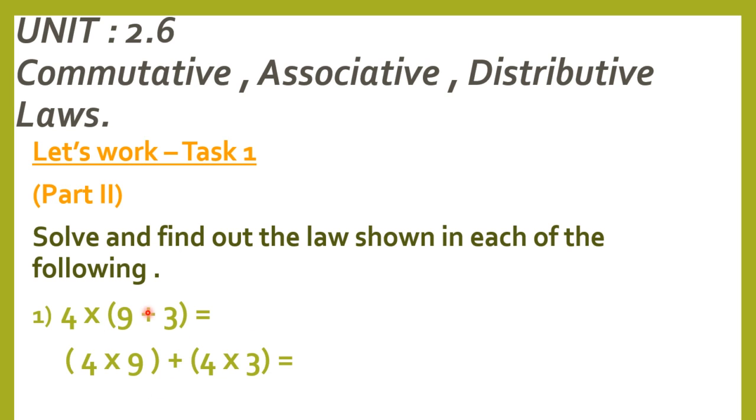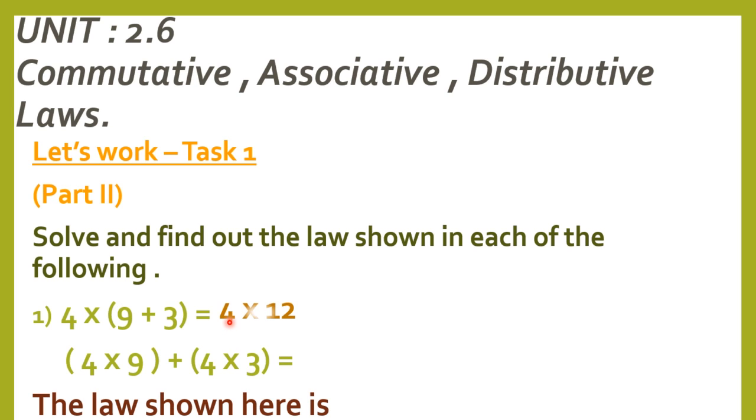So first we solve it according to BODMAS. First we solve the bracket. So 9 plus 3 is 12 and then we multiply it by 4. Then 4 multiplied by 12, and 4 12s are 48. Similarly, 4 9s are 36 and 4 3s are 12. Then 36 plus 12 and the answer is 48.